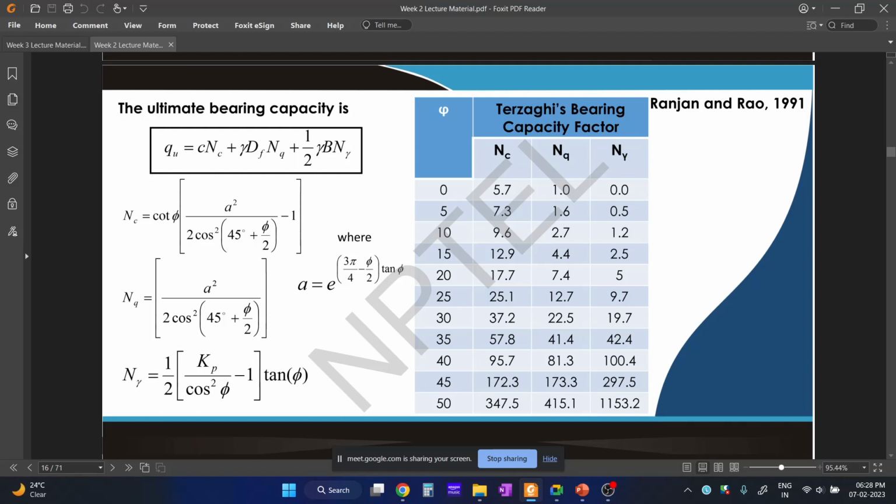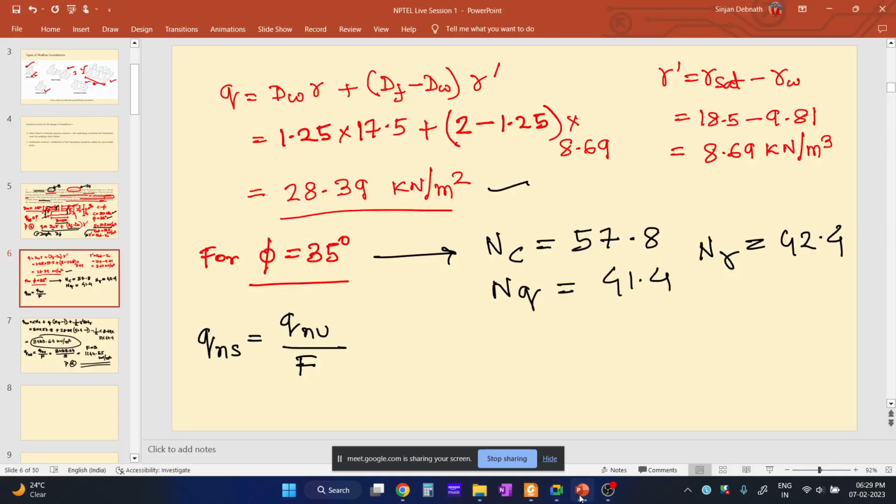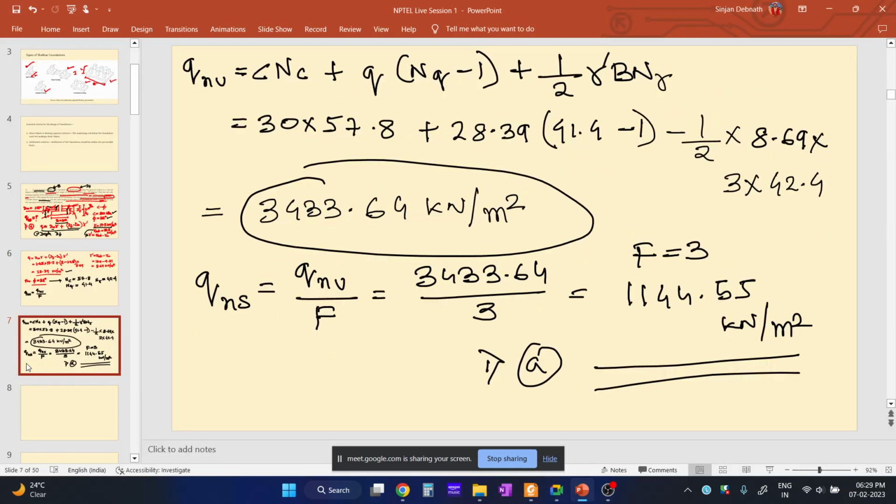So if you use these formulas, you will get these values only. For 35 degree, the corresponding bearing capacity factors you can see in the chart. Nc is equal to 57.8, Nq is equal to 41.4, and N gamma is equal to 42.4. Yes, sir. Thank you, sir. So this is the answer for the first part. I believe you all have understood.